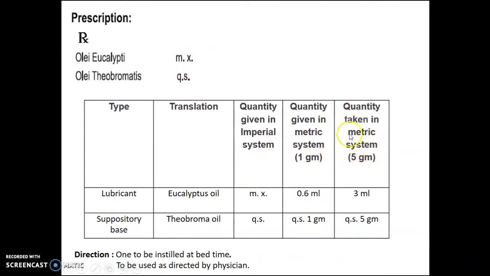We are preparing 5 gram because we have a suppository mold which has the capacity to deliver 4 suppositories each of 1 gram, so we are preparing 5 gram. 1 gram is excess for overfilling the mold. Eucalyptus oil is used as a lubricant.